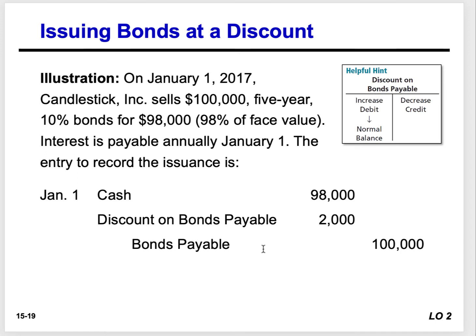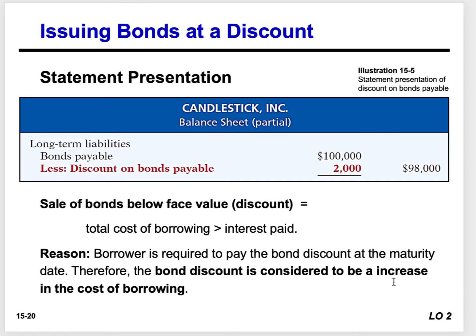So think about it. What's the value of my bonds payable account right now? Well, it's $98,000. How'd you get that? My bonds payable is $100,000. Also included in that bonds payable is the fact that I issued it at a discount of $2,000. So I need to subtract out the $2,000, that discount on bonds payable, from my bonds payable account. I'm going to report $98,000.